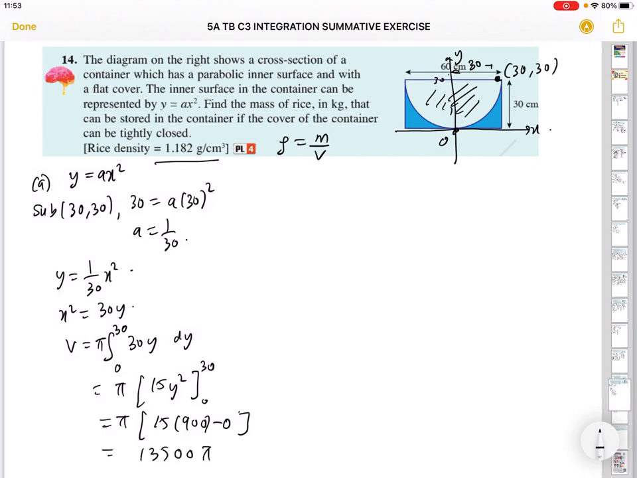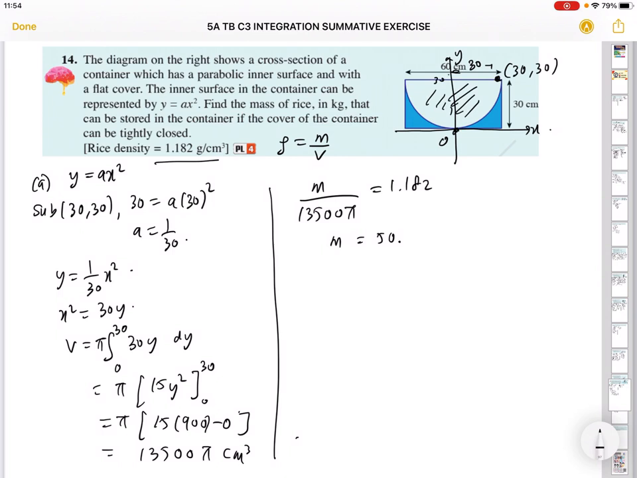mass yet. Now we know density is mass divided by volume. 13500 pi gives us the density 1.182. All right, so you just take your calculator, 13500 times pi. The question never says use 3.142, so I think you can just use your calculator pi. You will get the mass as 50130 gram, but you want kg, right? So when you change to kg, it's 50.13 kg.